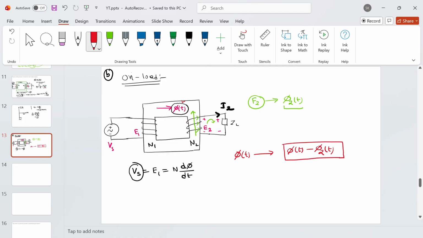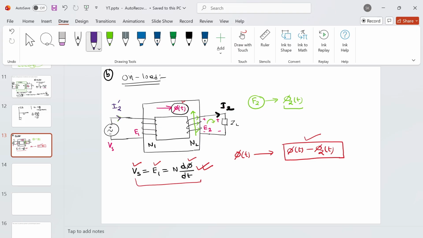But if you see this particular equation, as per this equation, if your Vs is constant, your E1 must be constant, and this phi of t also needs to be constant at steady state. But because of the loading condition of the secondary, there is a reduction in the core flux. So what will happen to satisfy this condition? My supply will provide another extra current. Maybe I can use some different color. That current will be I2 prime.